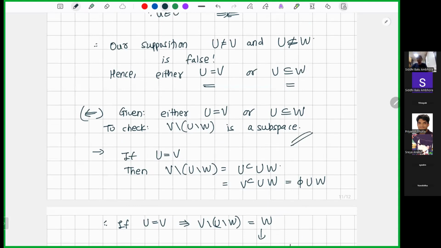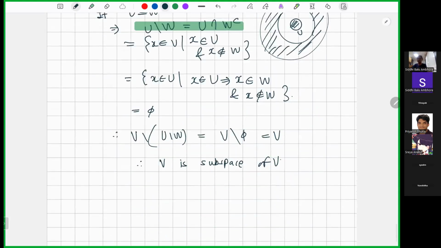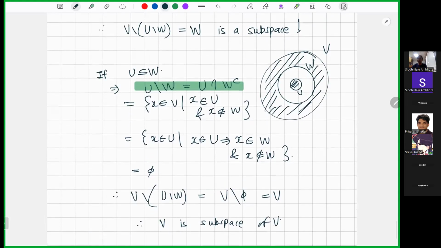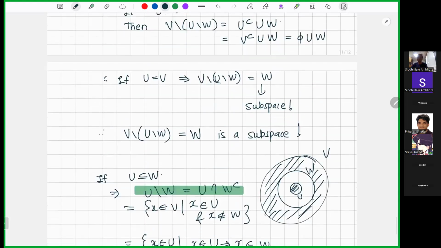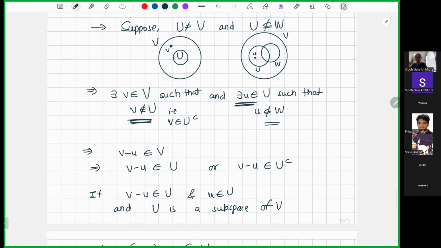We proved this statement, that in both the cases, V minus U minus W is a subspace. Therefore, yes, that's it. We are done with the proof. Any doubts in this proof here?